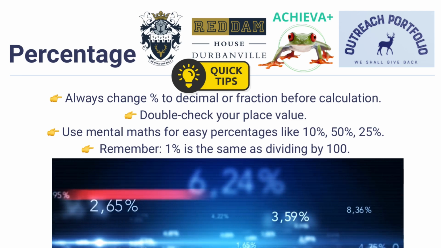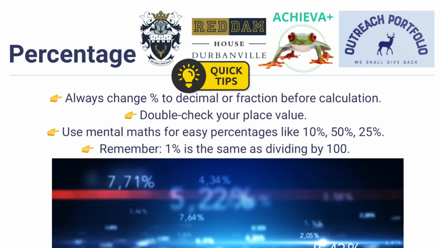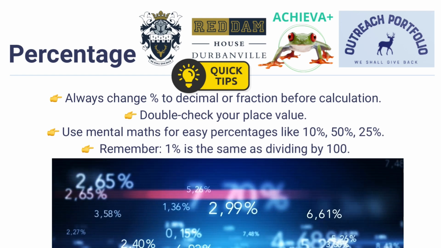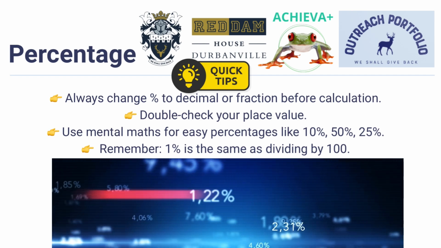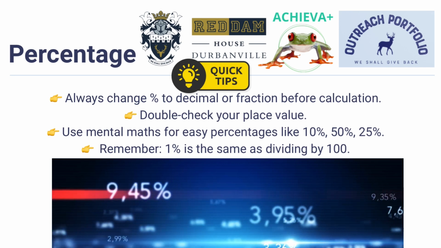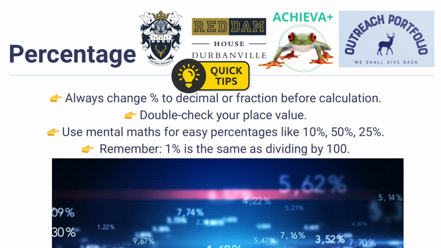Some quick tips. Always change percentage to decimal or fraction before calculation. Double check your place value. Use mental maths for easy percentages like 10%, 50%, 25%. Remember, 1% is the same as dividing by 100.